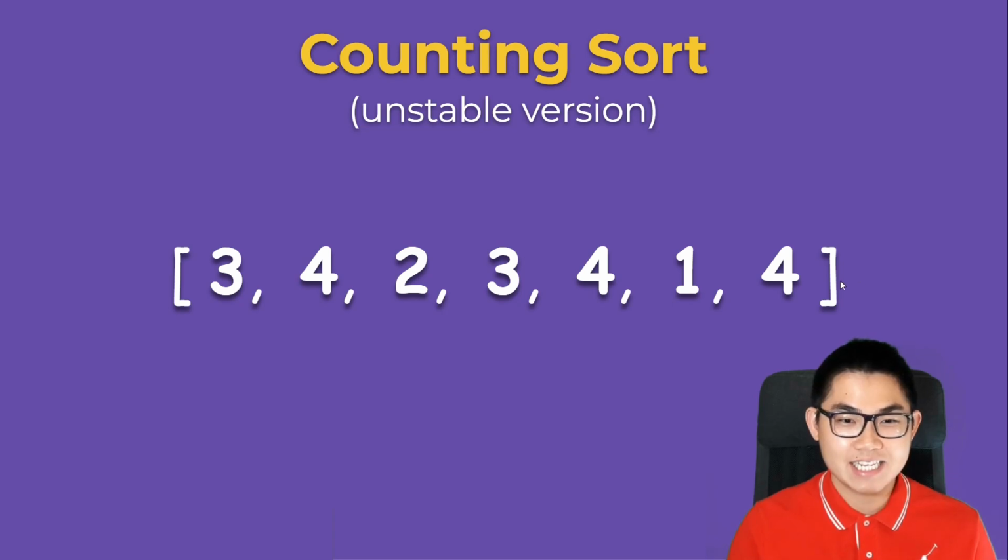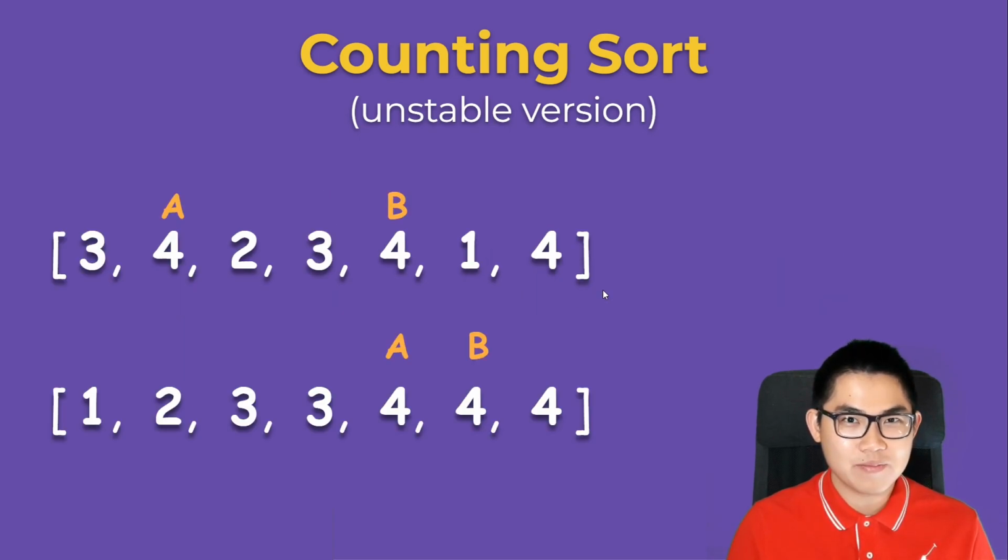Well, let's say that this is your array, and let's say that A goes on 4 and B goes on 4. If the sorting algorithm is stable, then once the algorithm sorts the array from least to greatest, we can guarantee that A comes before B. But if the sorting algorithm is unstable, then there's no guarantee that A is going to come before B, even though it sorts the array.